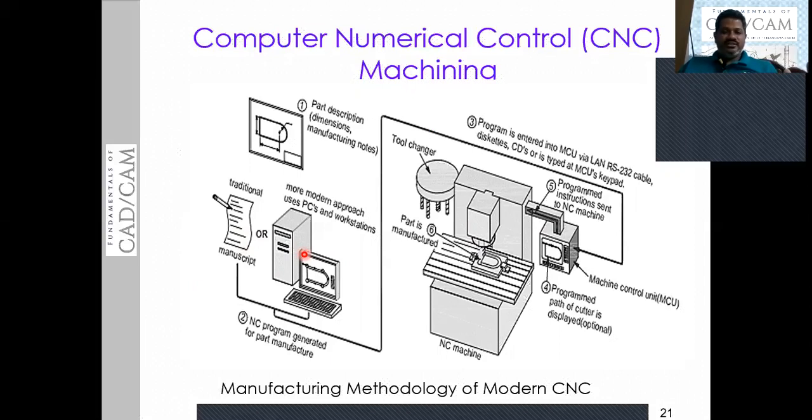Because of that reason, the computer is integrated with the numerical control machine, and this evolved as the computer numerical control machine. The difference between numerical control and computer numerical control is that in the case of numerical control, we use the punched card or tape on which the program is fed. Whereas in computer numerical control, the program is written in the computer.